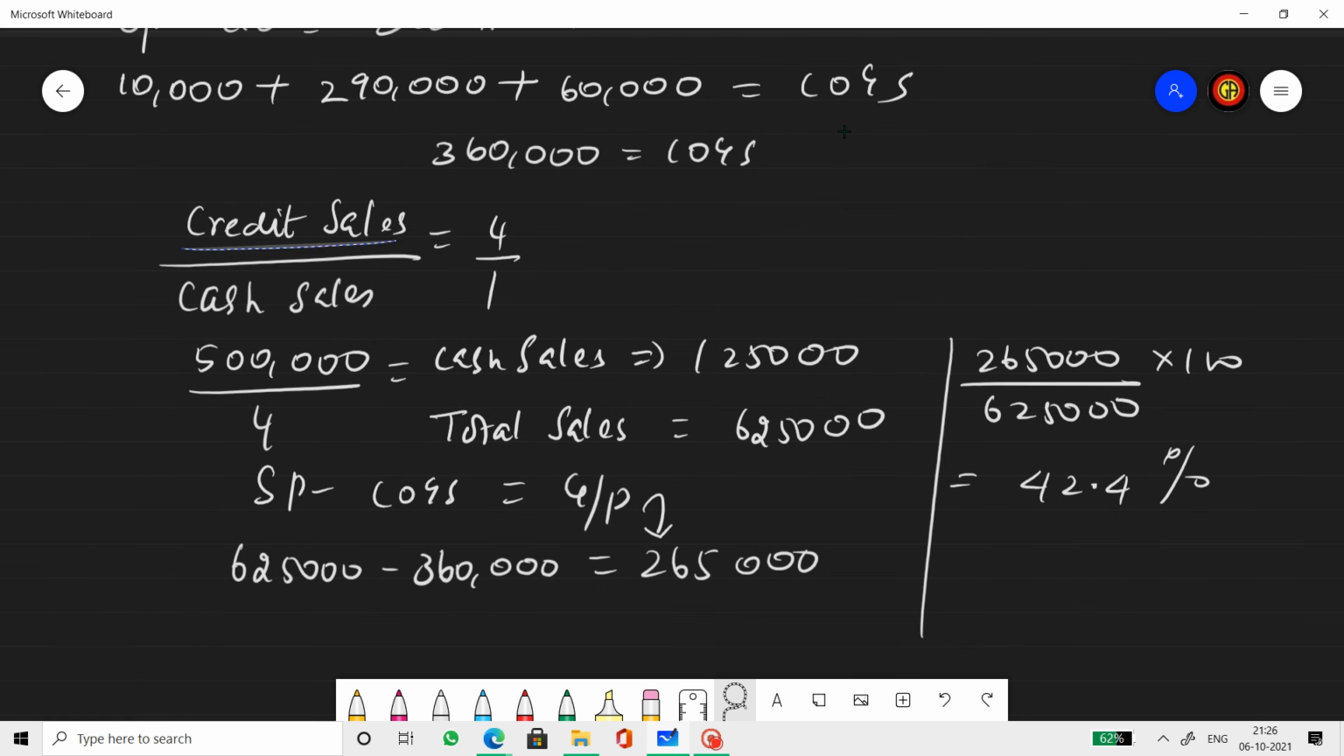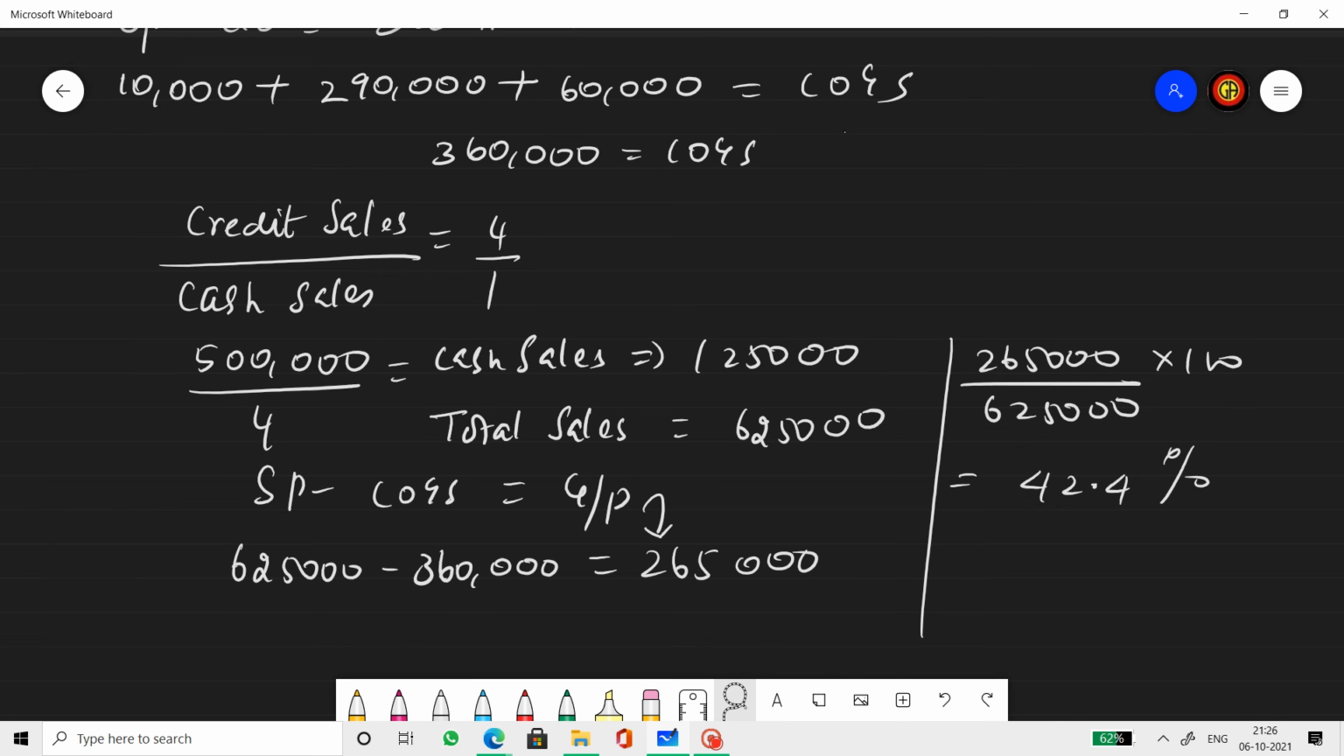Now, credit sales to cash sales is 4:1. Credit sales amount is given in the question. With this, we can get cash sales as 1 lakh 25,000: 5 lakh by 4 equals cash sales, which is 1 lakh 25,000. So total sales is cash sales plus credit sales. Credit sales is 5 lakh, cash sales is 1 lakh 25,000. So total sales is 6 lakh 25,000.